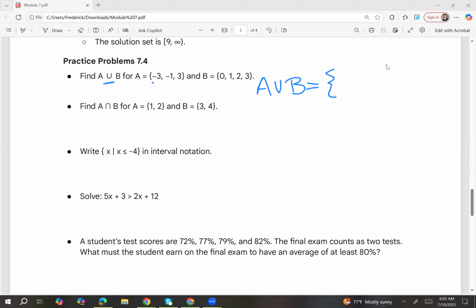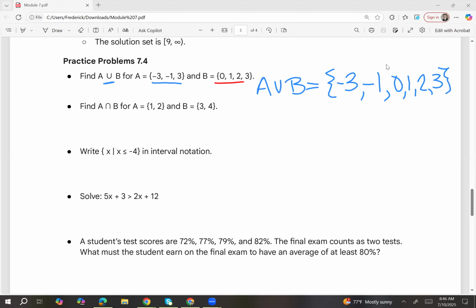So I'm going to start here and just start writing some of these numbers out. -3, -1, and 3. I'm just going to place that over here because notice in the other set we have some other numbers here that would go in between. And so we've accounted for everything in A for our union so far, and then we need to also incorporate everything from B. So that includes 0, 1, and 2. We already have 3 in there. So everything from B is accounted for now too in our union.